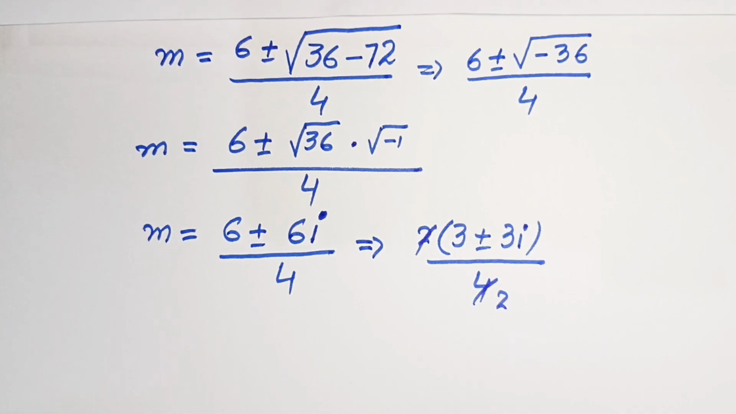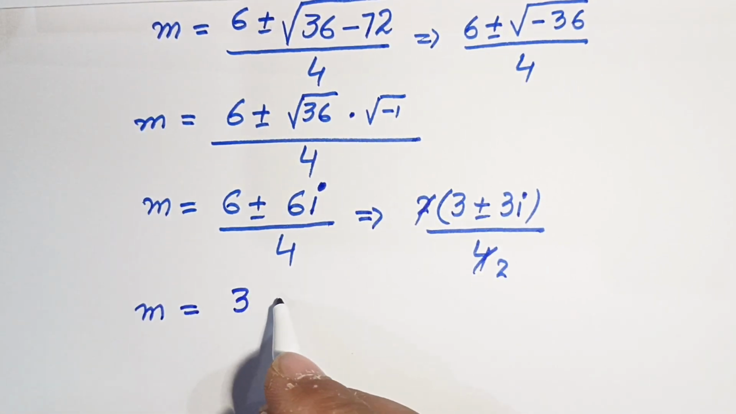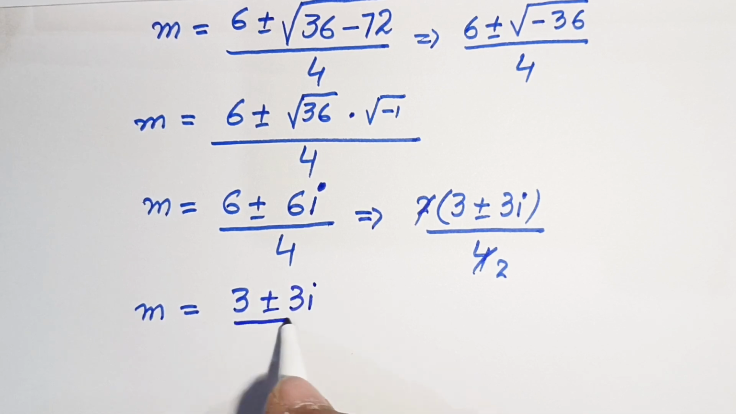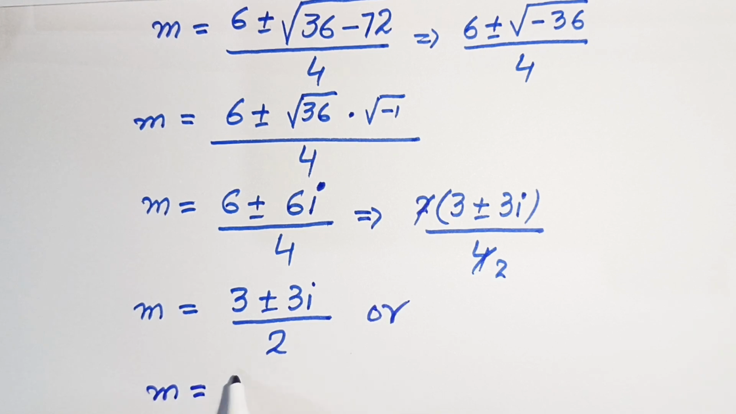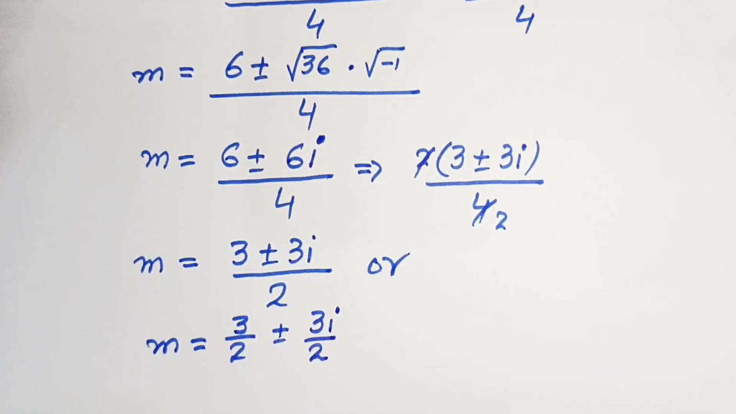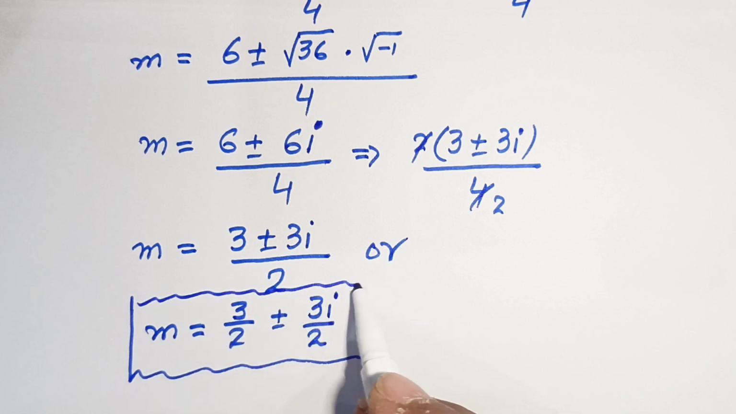So we have the values of m: m is equal to 3 plus minus 3i all over 2, or we can write like this, m is equal to 3 over 2 plus minus 3i over 2. So these are two values of m we have just found out.